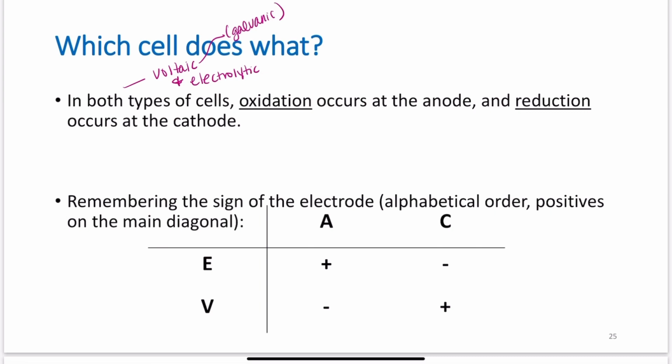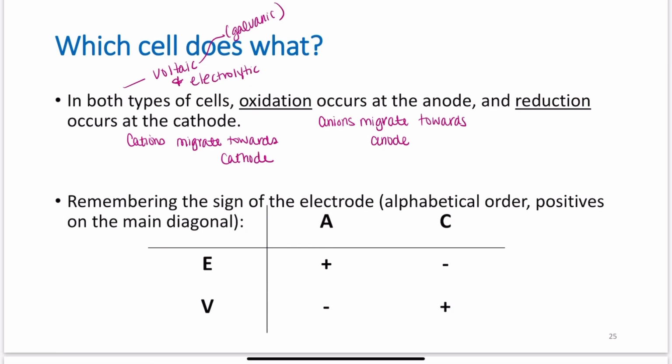Again, the anions migrate towards the anode, the cations migrate towards the cathode. A's together, C's together. And I think I forgot to write that on here, I'm sorry. Anions migrate towards anode. Cations migrate towards your cathode.